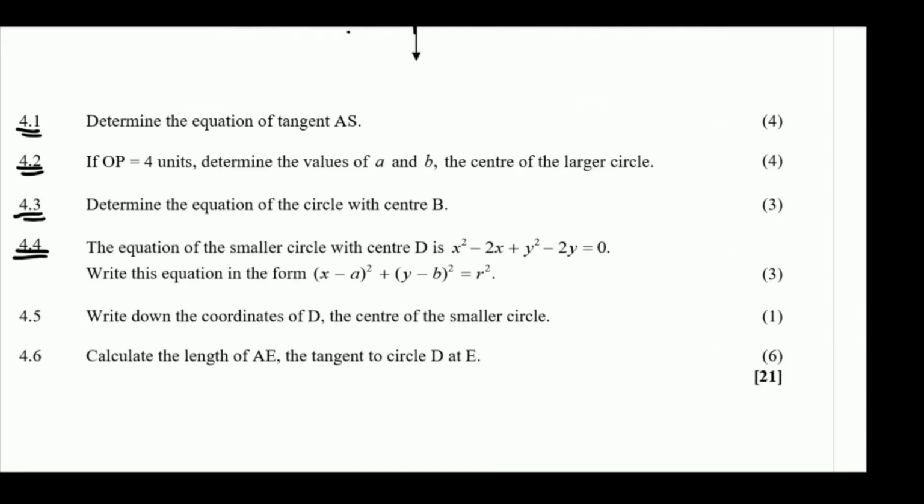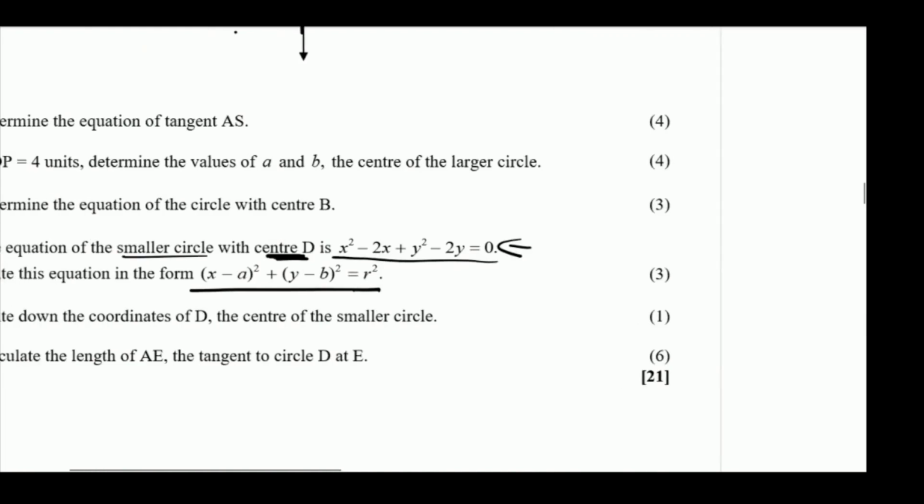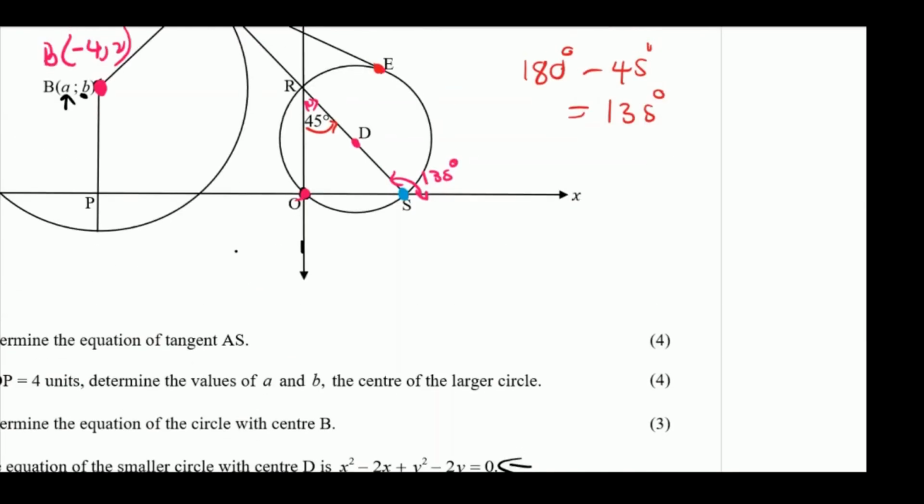So now we go to 4.4, which says that the equation of the small circle is given as this one here with center D. So it has a center D, the small circle. Write down the equation in the form of this here. So we need to deal with this using completing the square to actually write the small circle equation properly. So the small circle is this one here with a center of D.